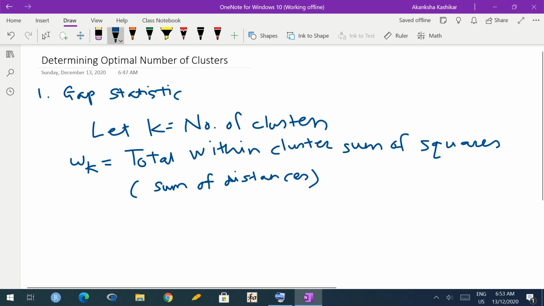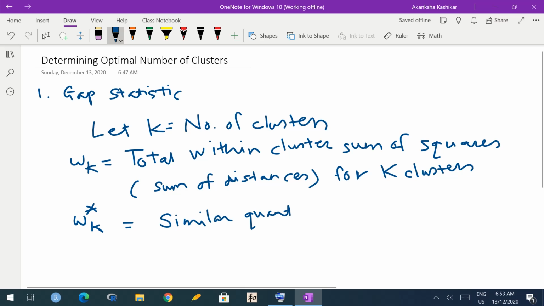So, total within cluster sum of squares for k clusters. You compute for each cluster and then you add all of them together. This is omega k, and omega k star is defined as a similar quantity, but for data which has been generated from a uniform distribution. What do I mean by that?